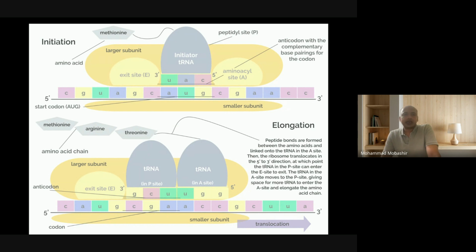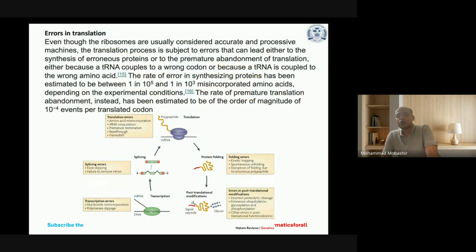Like here, the initiation process you can see there, and then the elongation process, you can see how one amino acid is combined with another, and another with another, and thus it forms the polypeptide chain to make the primary structure of amino acids, and then it goes to protein folding and misfolding. Then errors in the translation process.